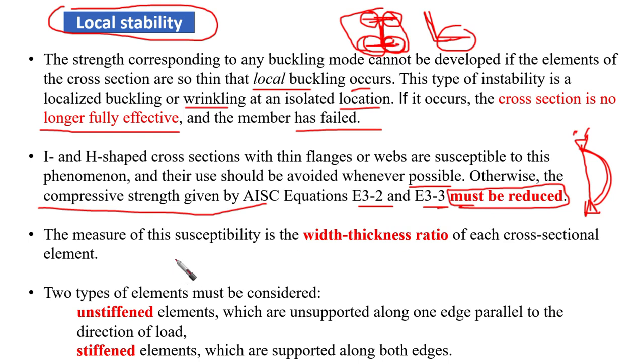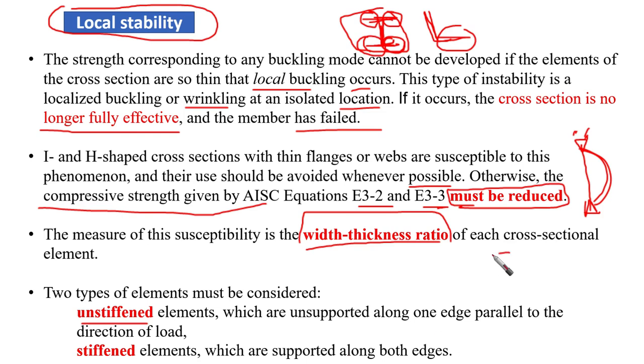The measure of this kind of phenomenon, which is related to local buckling, is going to be the width-thickness ratio. So this susceptibility is related to the width-thickness ratio of each cross-sectional element. Two types of elements must be considered: unstiffened elements, which are unsupported along one edge parallel to the direction of loading, and stiffened elements, which are supported along both edges.